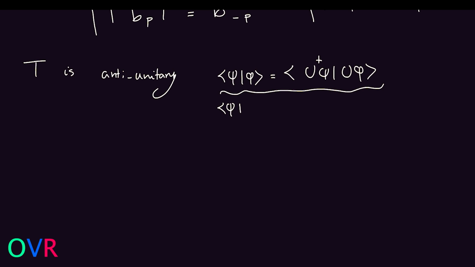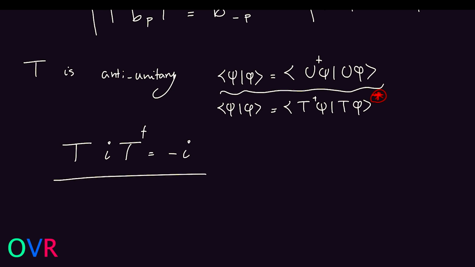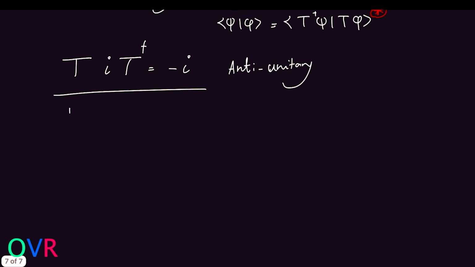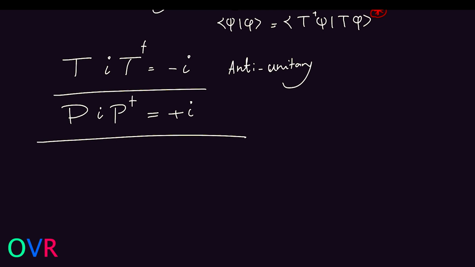But imagine you have something like this: T dagger psi, T phi, with a star here. This star is basically doing a complex conjugation. Complex conjugation means that if the time reversal operator acts on i, the complex number, this is equal to minus i. This is what we call anti-unitary. A unitary operator is different: parity, for example, should give plus i. So you see there is a difference between time reversal and parity, and again this difference is because of the inner mechanism of the algebra in the Dirac equation.